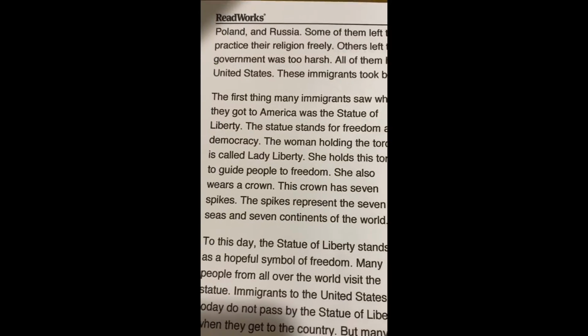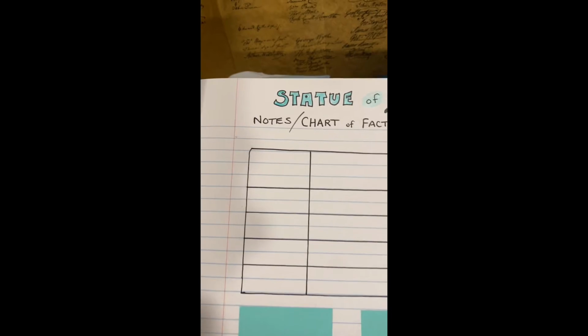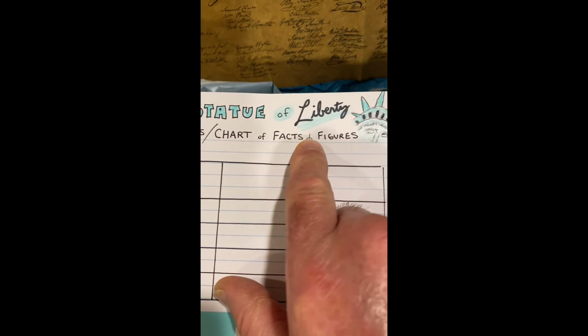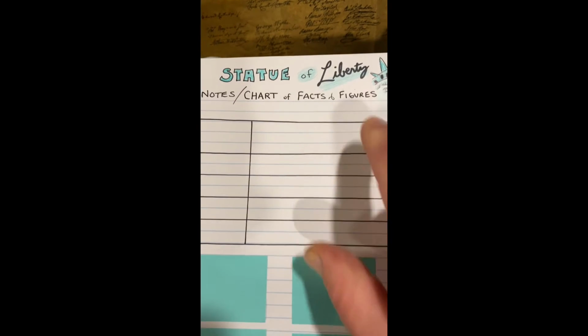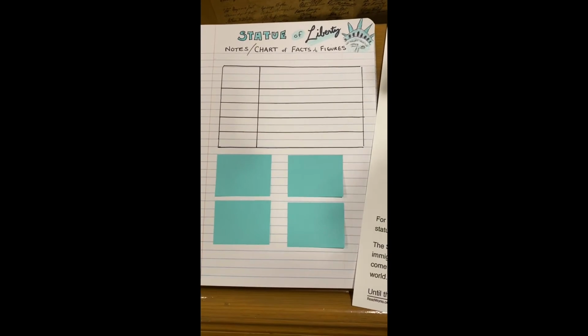So now that I've read through this article, I'm going to start to think about what things in here I want to keep track of in my notes. And I've created a page. I just titled it Statue of Liberty, Notes and Chart of Facts and Figures. So if you would, in your notebooks, you can make a page then that goes along with your project.